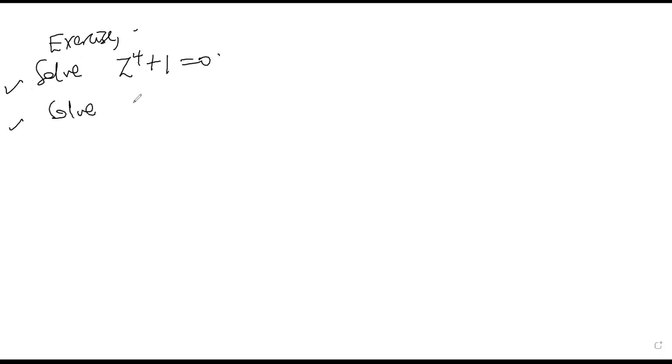Exercise. 1. Solve z power 4 plus 1 equals 0. 2. Solve z cubed plus 27 equals 0. Of course, you strictly use De Moivre's theorem for your practice so that you can get it very well. Otherwise, there are other methods that can get you the answer, but since we are looking at this, let's strictly use De Moivre's theorem.